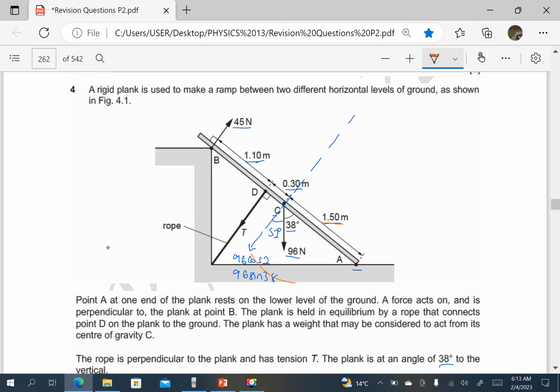So the component of the weight is going to cause an anticlockwise moment about point A. The tension is also causing an anticlockwise moment about point A, but the 45 newtons is causing a clockwise moment about point A.